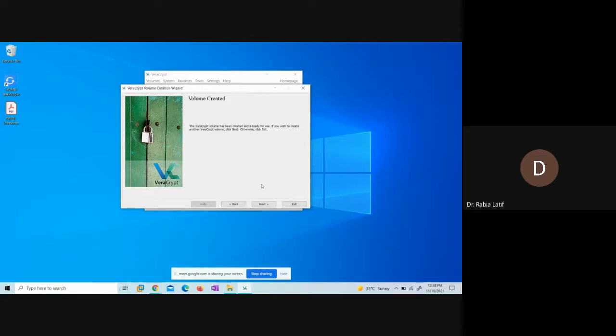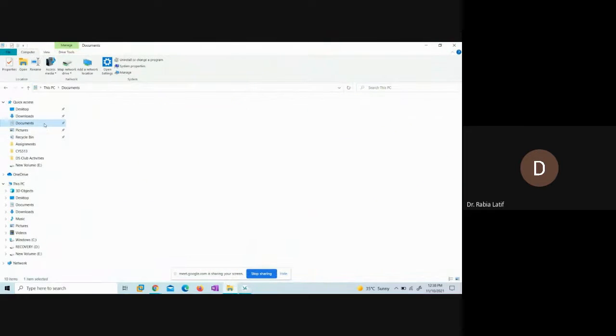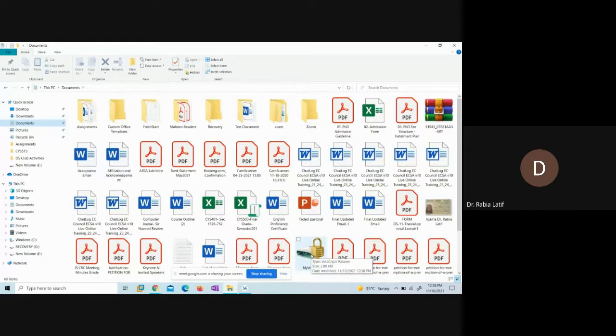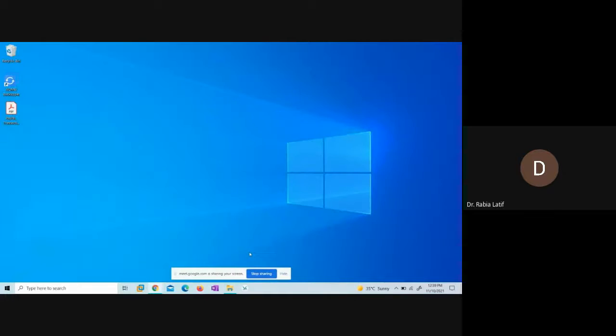Done. Okay, and exit. Let me go to the particular folder in which I created my volume. See, it's here, my volume. This is the encrypted container that I created, but I cannot access it. So how will I access it and put my data in this?